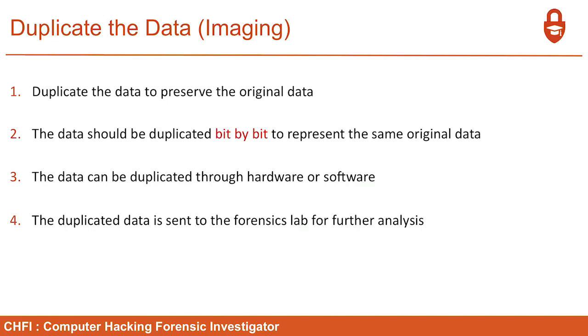You have to work on the image file of the data, as we have discussed in the earlier module also. The data should be duplicated as bit-by-bit stream copies. The data can be duplicated either by hardware or software. It depends. If as a forensic investigator you have hardware devices with you, you can take the image at the crime scene itself, or otherwise you can bring it to the laboratory and use some kind of software or that particular hardware to take the image. The duplicate data is sent to the forensics lab for further analysis.